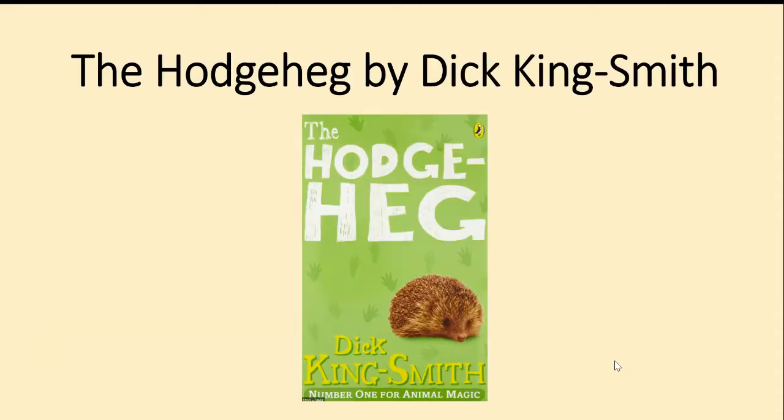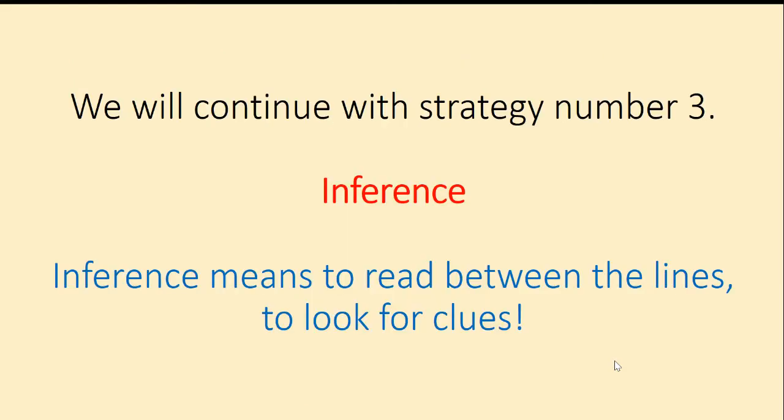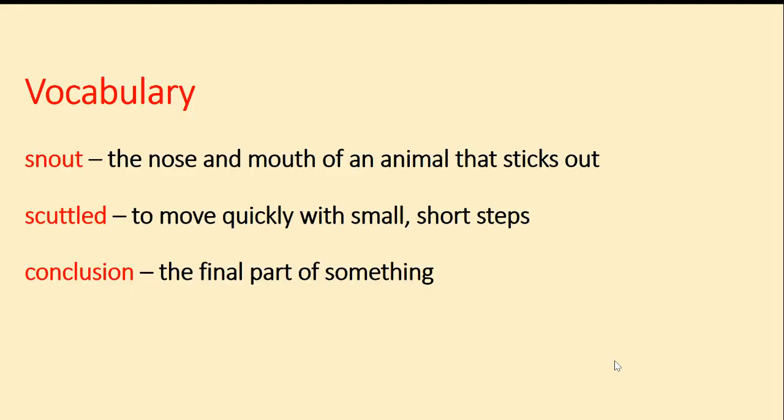The Hodgeheg by Dick King-Smith. Let's go. So, just like yesterday, we will continue with strategy number 3, which is inference. Now remember, inference means to read between the lines, to look for clues. So today you're going to be detectives.